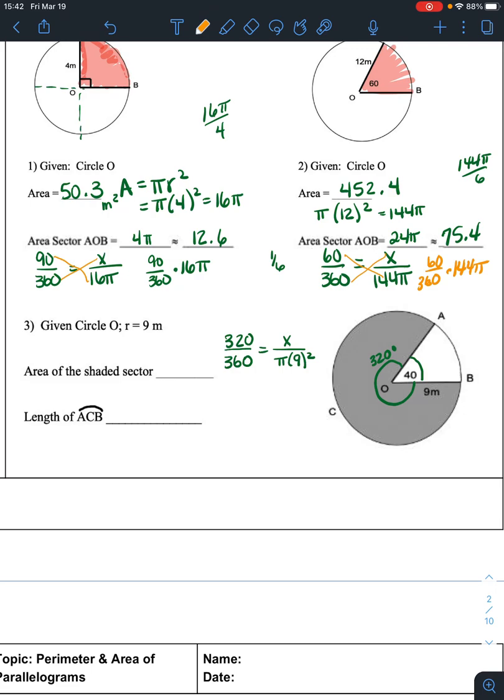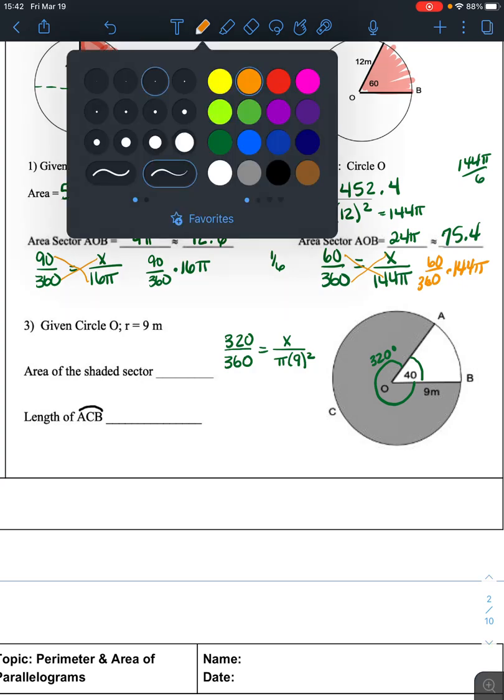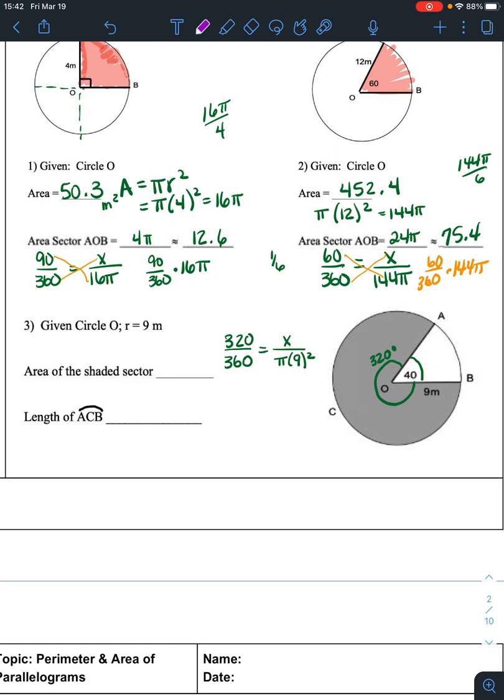So if I type it in, 320 divided by 360 times 81 pi, then I get 226.2 meters squared. That's the area of the shaded section. Just so you know, with 81 pi, the whole area is 254.5. So 226.2 makes sense because it's a big piece of the circle. If you got a really small number, then you would know that you did something wrong.